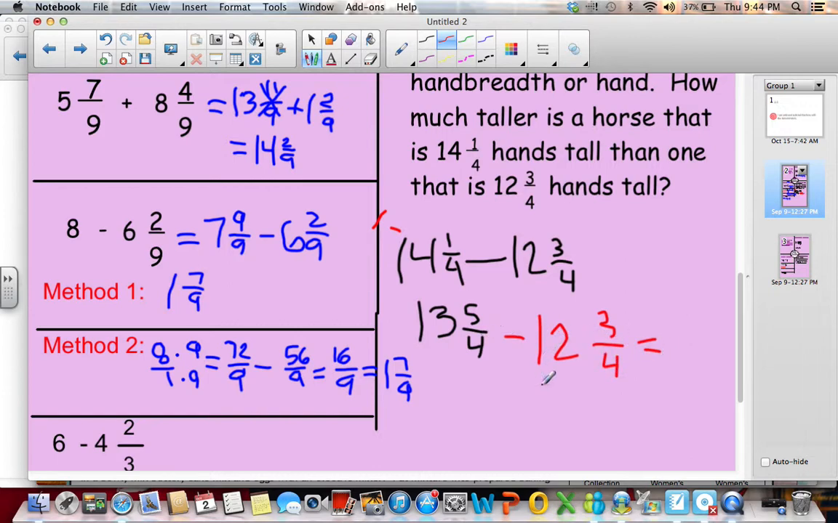So 13 minus 12 is 1. 5 minus 3 is 2. And then I keep my fourths. And then we simplify. 1 and 2/4 is the same as 1 and 1/2. Okay?